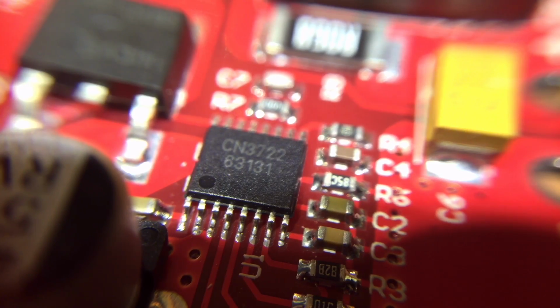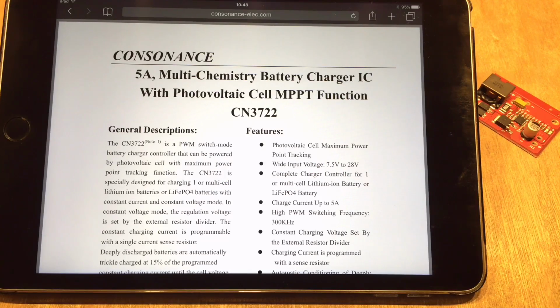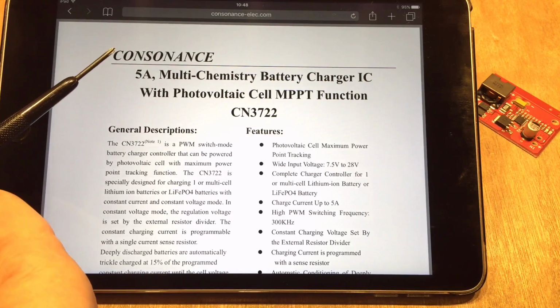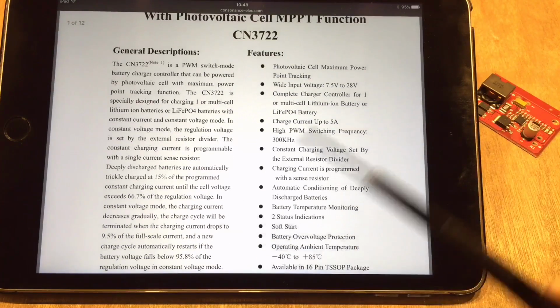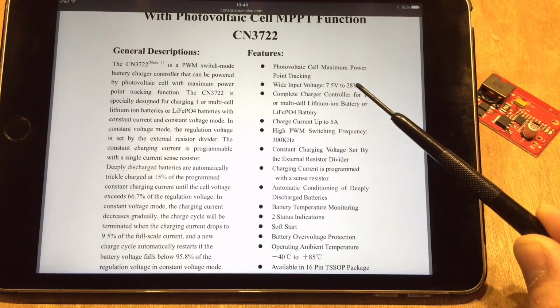Well, taking a real close look here, that little IC, controller IC, is a CN3722, so let's see if we can find the datasheet. And yes, we can. It's made by Consonance Electronics. It's a 5-amp multi-chemistry battery charger IC with photovoltaic cell MPPT function. So it's all looking pretty good for the moment, and we can see it says, again, maximum power point tracking.